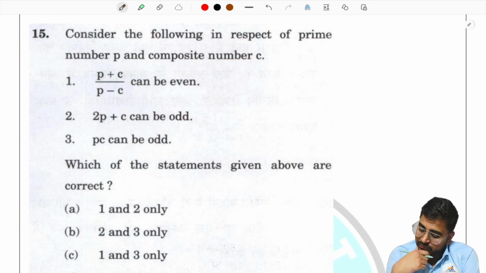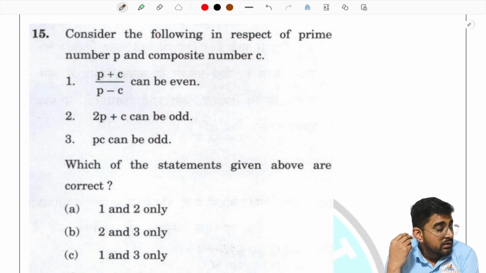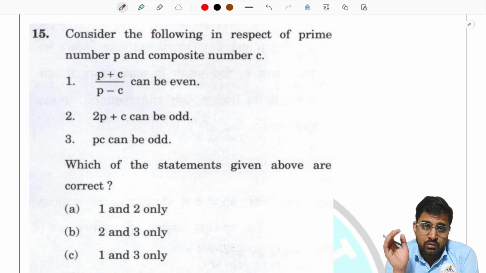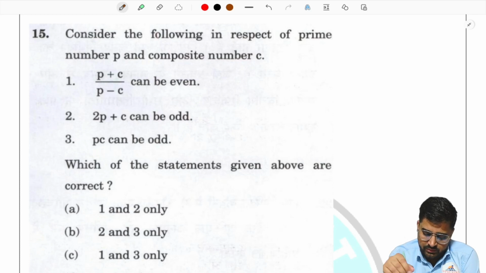Now let's proceed to the first statement. P plus C by P minus C can be even. In this statement there is no strict rule that it should be even. In the previous question, there was a restriction that the number should be even or odd. But here, it's not a foundation that the number should be even or odd. P plus C by P minus C can be even.